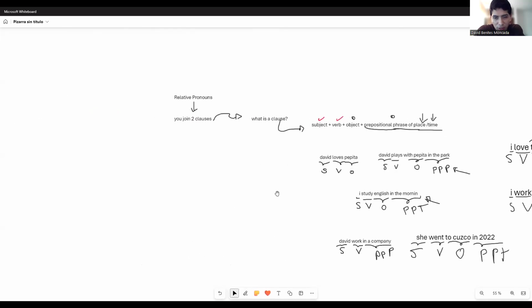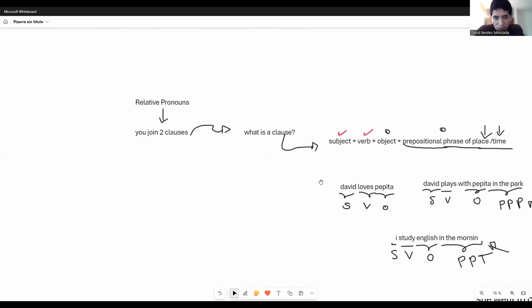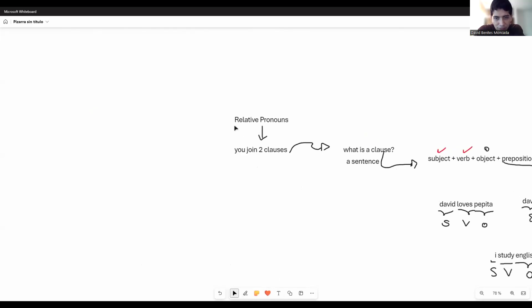Well, this is a clause. A clause is a sentence. So now relative pronoun is you join the clauses in order to sound sophisticated and natural. So this is why you use relative pronouns.